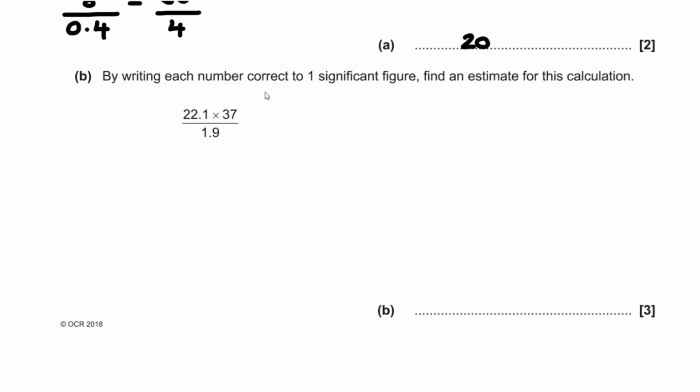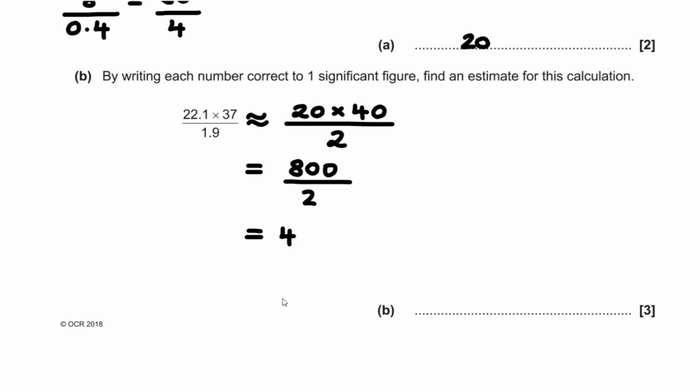Part B, by writing each number correct to one significant figure, find an estimate for this calculation. 22.1 times 37 over 1.9. What this is approximately equal to is 20 times 40 over 2, which is equal to 800 over 2, which is 4. So this is approximately equal to 4.